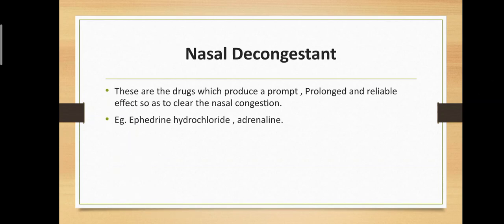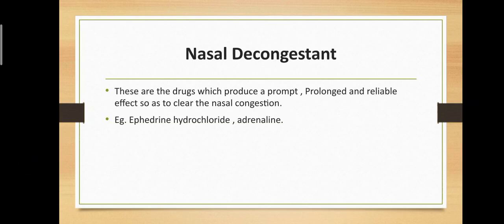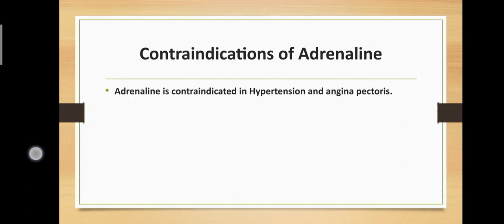Nasal decongestant. Sometimes the question paper asks a question like: define nasal decongestant and give simple examples. What is a nasal decongestant? These are the drugs which produce a prompt, prolonged, and reliable effect so as to clear the nasal congestion. Example: ephedrine hydrochloride, adrenaline. See the chapter once again from start to end.